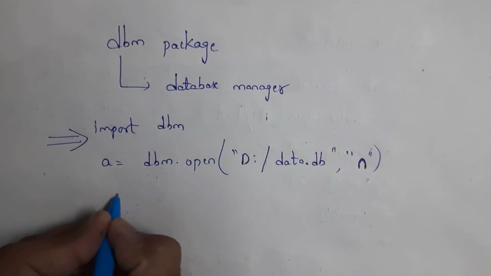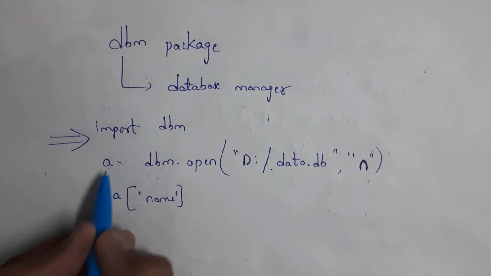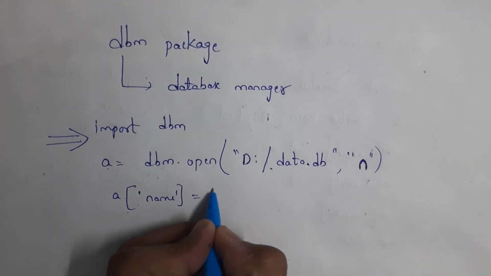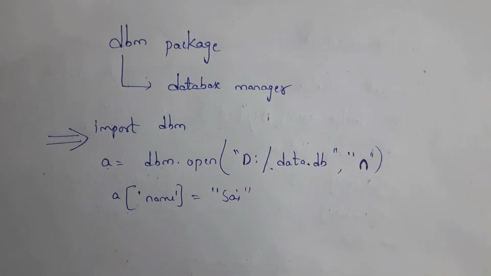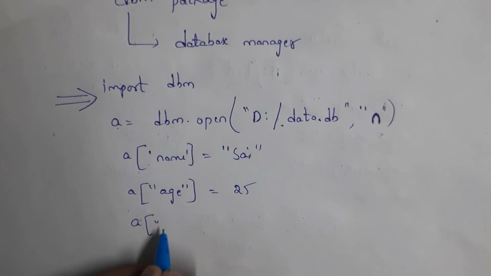And next I want to add data like name Sai. My database is present in object a, so write here a of name equal to Sai, where Sai is a string, so take quotations. And similarly, a of age equal to 25, a of marks equal to 75.